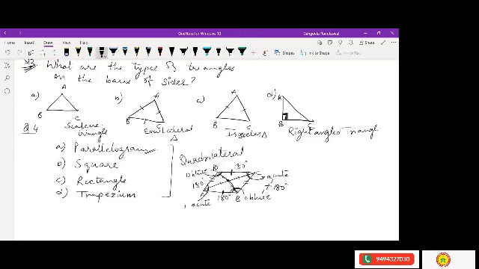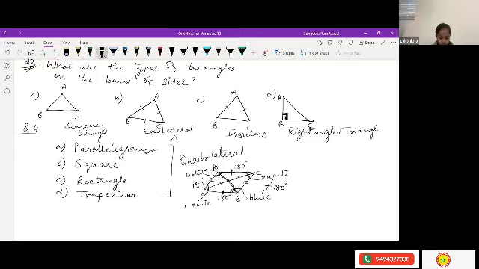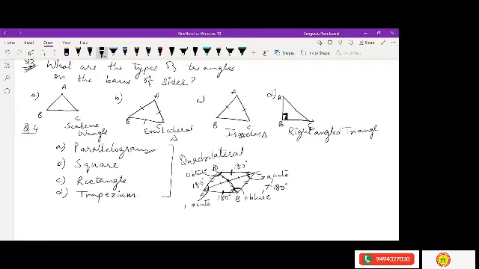Are you getting? Can you see the magic? Yes, ma'am. Isn't it interesting? Yes. And ma'am, what do we observe? That the opposite angles are also equal. This acute angle is equal to this acute angle. And this obtuse angle is equal to this obtuse angle.